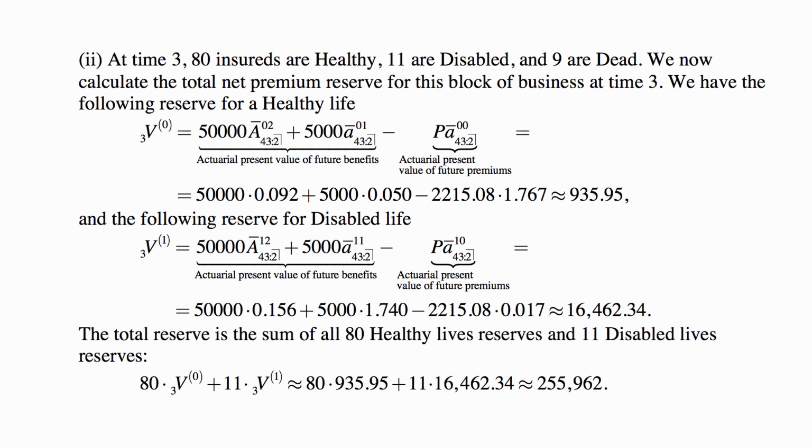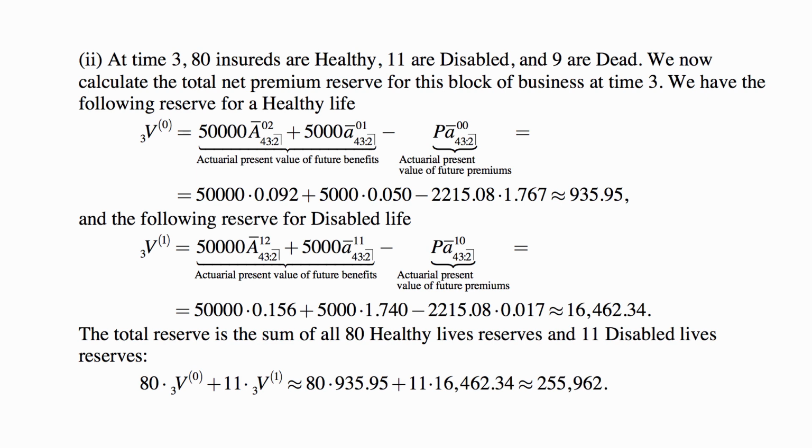Okay, for a single healthy life, the reserve is the actuarial present value of future benefits minus actuarial present value of future premiums, just like what you learned in basic life contingencies. And that's 50,000 times A bar 43 colon angle 2, 02. So the person is now 43, this is time 3, 2 more years remaining of the policy. The death benefit is paid at the moment of death, and it's 50,000. That's why big A for single payment, death benefit, and bar above it because it's paid continuously.